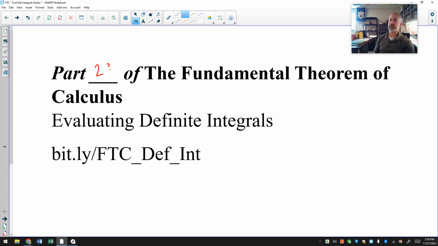I put a little question mark by there. It's really irrelevant what part it is. I do have a worksheet that I handed my students. It can be found at this bit.ly link down here if you want to print that as you follow along. It may make things a little bit easier.